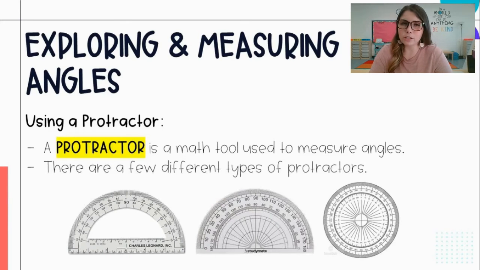How do you measure angles? Well, we use this tool called a protractor. A protractor is a special math tool that is used to measure angles, and there's different styles of protractors. For our class, you need to be most familiar with the first 2 half semicircle looking protractors, but there is the third protractor there that looks like a full circle. We just won't be using those protractors together in class.